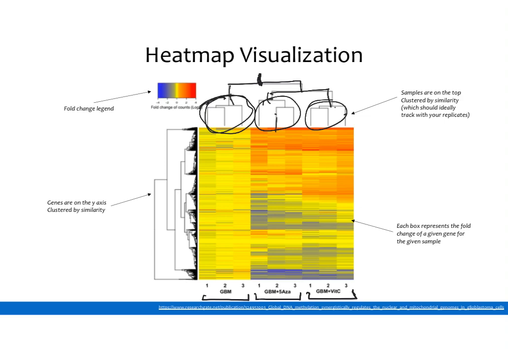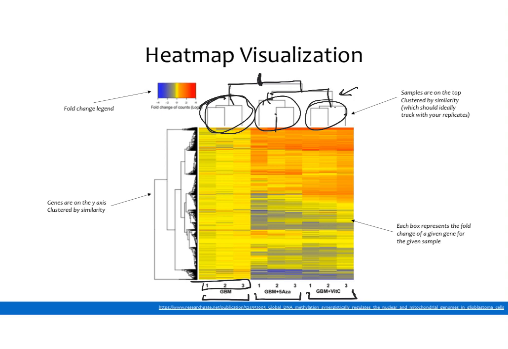So now that we know that all of our samples are clustered appropriately, so the replicates are clustered together based on the map we're seeing up here, and they're different from each other also based on the map we're seeing up here, we are comfortable analyzing these replicates because we know that the replicates are appropriate. So then we're going to look at our fold change legend.